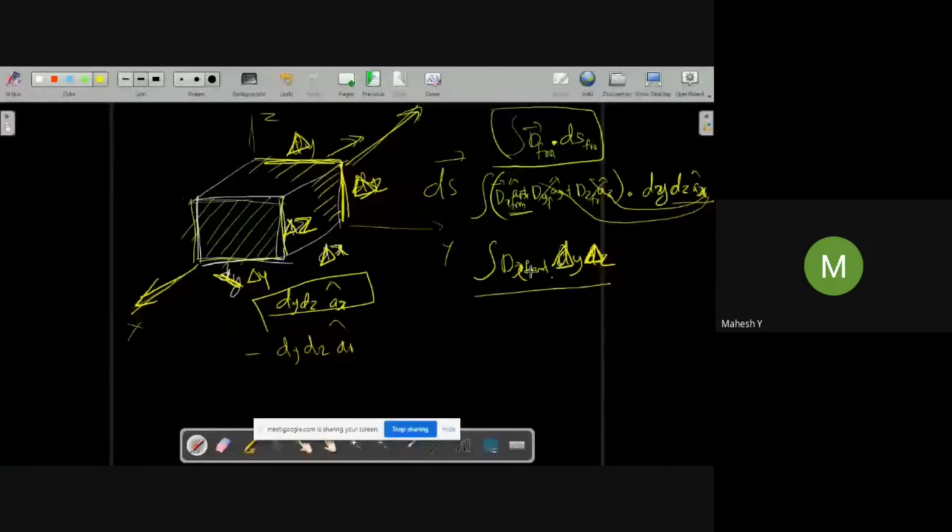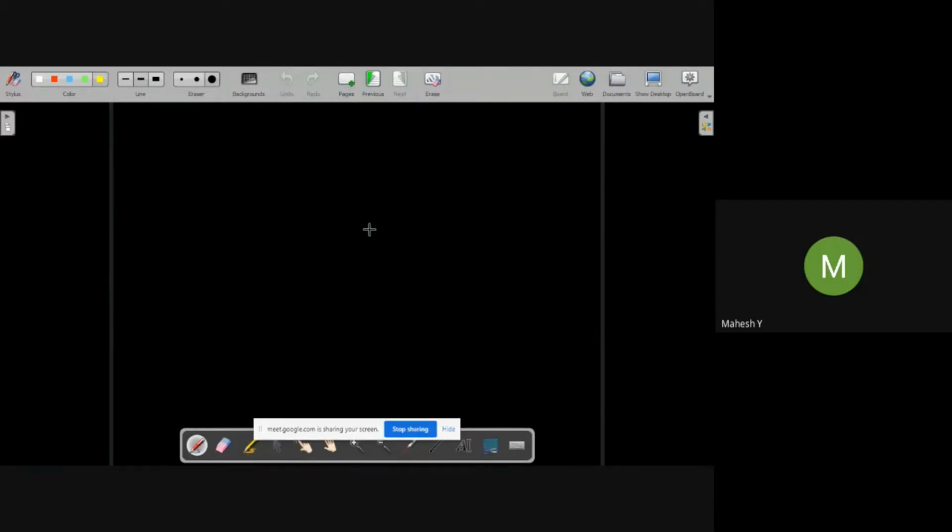So since this is a small element, I need not do the integral because I am considering the entire area. So dx front into delta y into delta z, because integral dy will be delta y, integral dz will be delta z. That is why dx front delta y delta z. Now what will be the value of dx front? That we have to calculate.